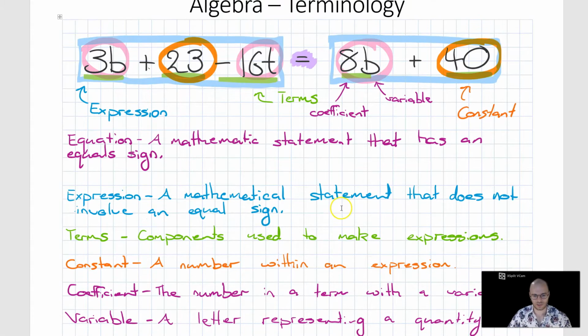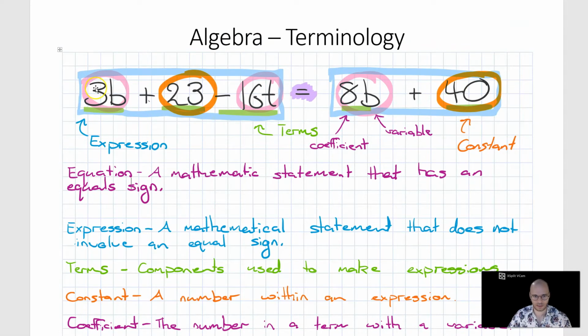Alright, so this is all the terminology that we'll need for now to do mathematics at high school. In the next videos, we'll have a look at some of the rules pertaining to working in algebra.